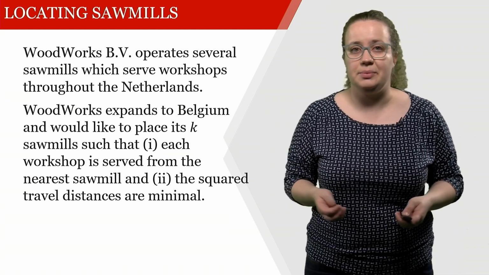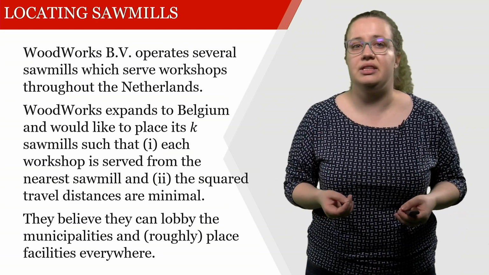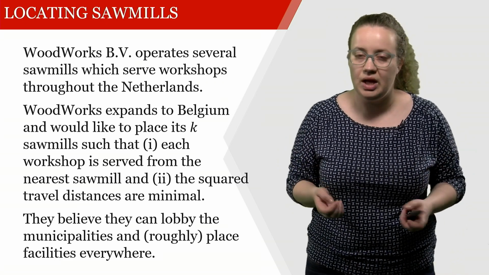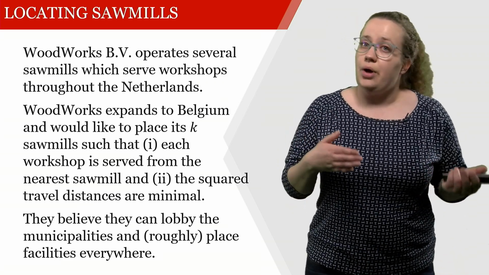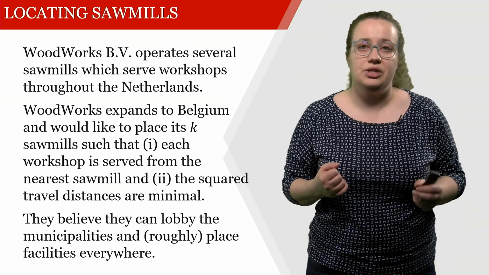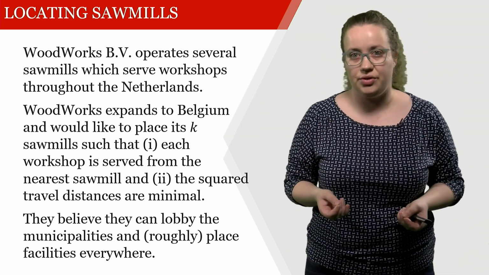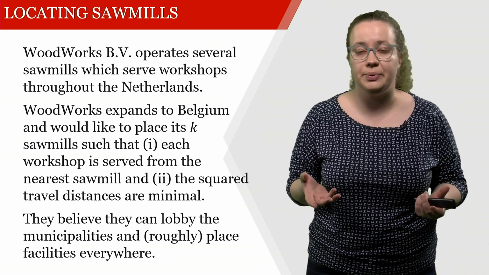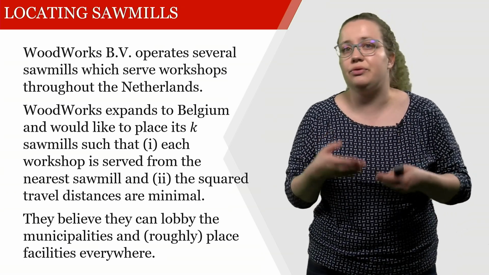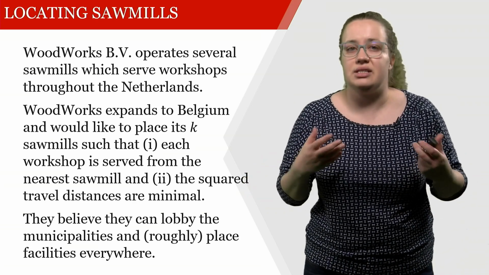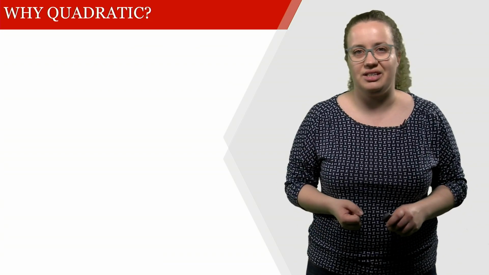One additional assumption that they have is that they believe they can lobby municipalities to roughly place the facilities everywhere. So this, of course, is not always a good assumption. If it's not a good assumption, then classic facility location models with discrete candidate locations is definitely the way to go. But if we're looking really into the green field where we can place everything everywhere, then this is a very good assumption. So now let's look into why we're actually looking into a quadratic objective.